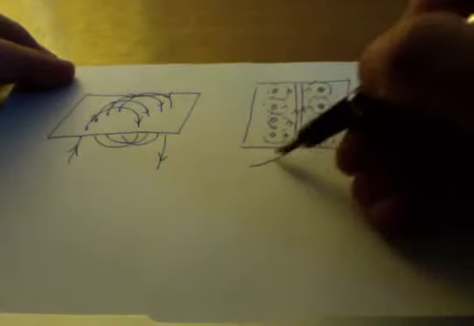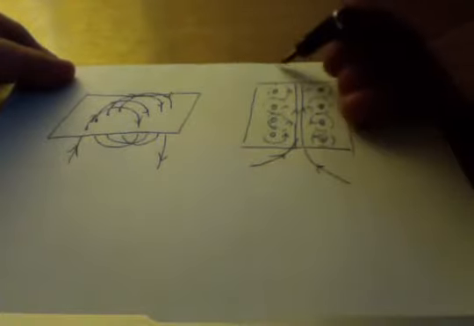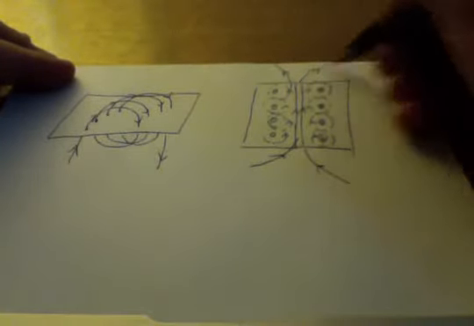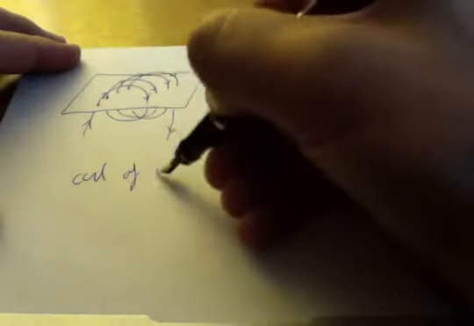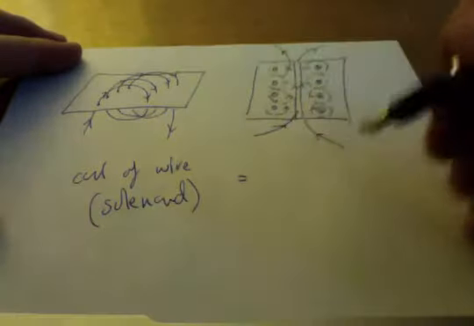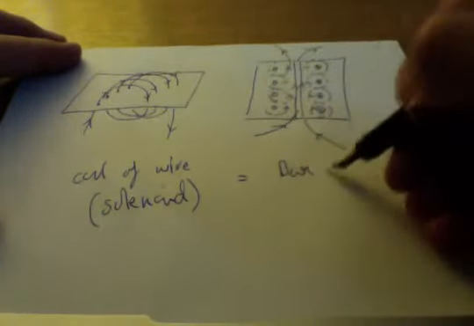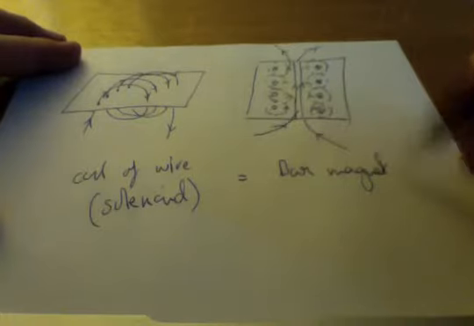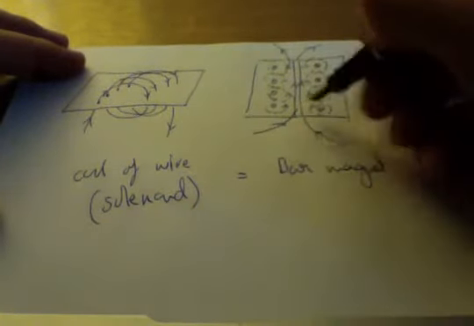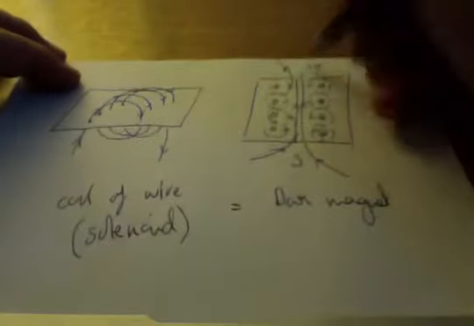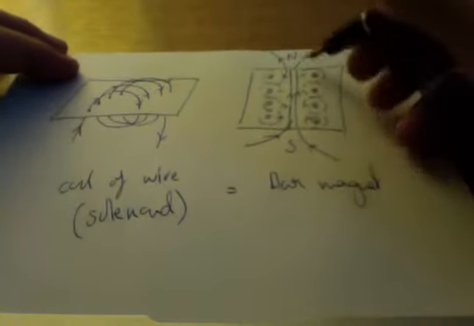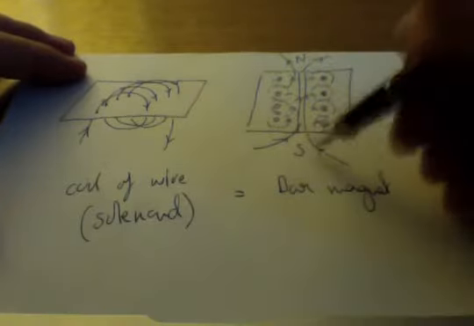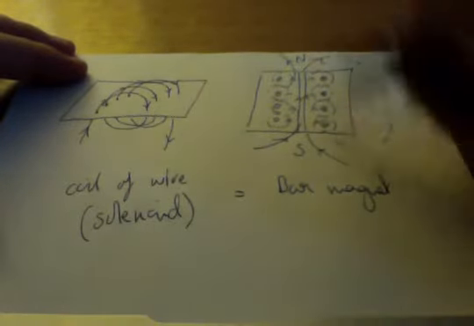And around the edges, of course, we have a spraying out. So this, a coil of wire, which is also known as a solenoid, has the same magnetic field as a bar magnet. With this side, of course, being south, and this side, of course, being north, because we know that magnetic field lines go from north to south, and this would spray around this side as well.